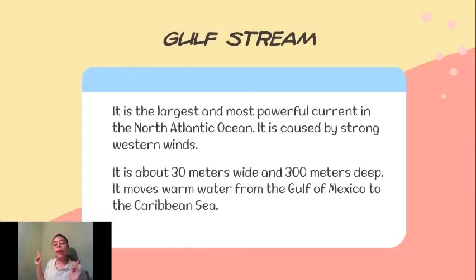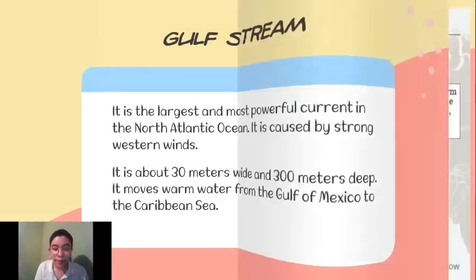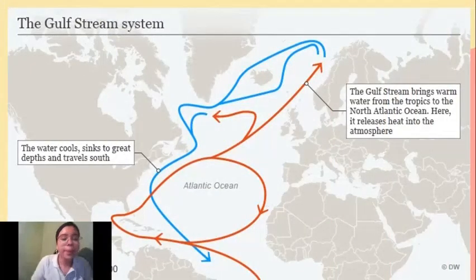Okay, it is about 30 meters wide and 300 meters deep. It moves warm water from the Gulf of Mexico to the Caribbean Sea. So it starts in the Gulf of Mexico, on the coast of Mexico, and then it goes down to the Caribbean Sea, and then it goes up. We're going to check that next in a map for you to get a better picture of what I'm talking about. So here, it's actually starting in the Gulf of Mexico, it goes here, here, and here.